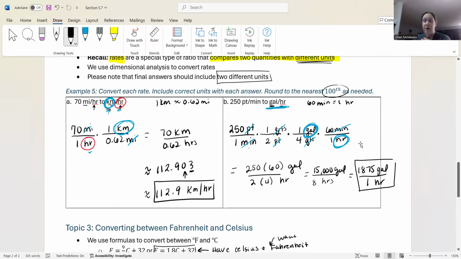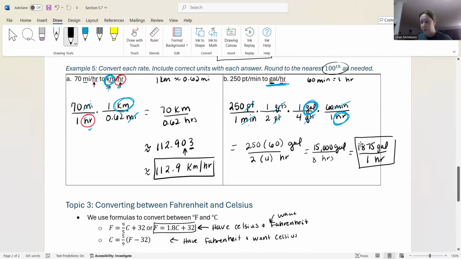So make sure you know how to do all the measurements, length, capacity, and weight in US and metric, know how to convert between US and metric, know how to convert rates, and then of course know how to convert temperatures. Okay.